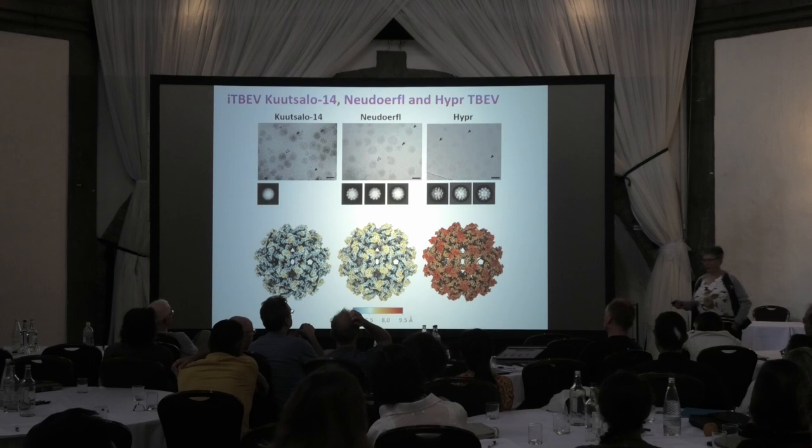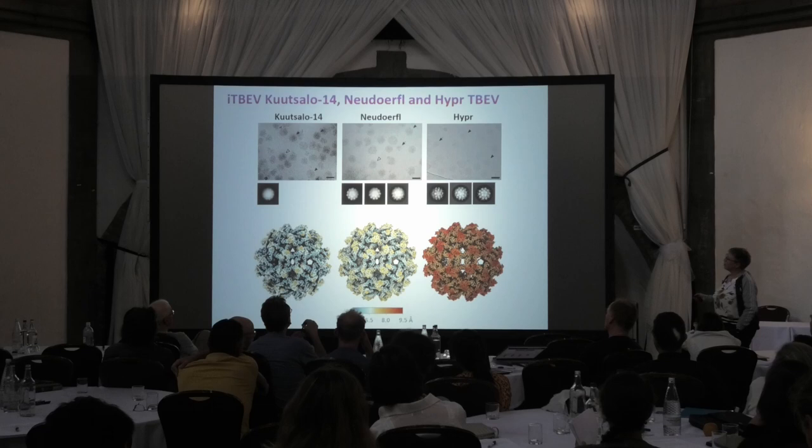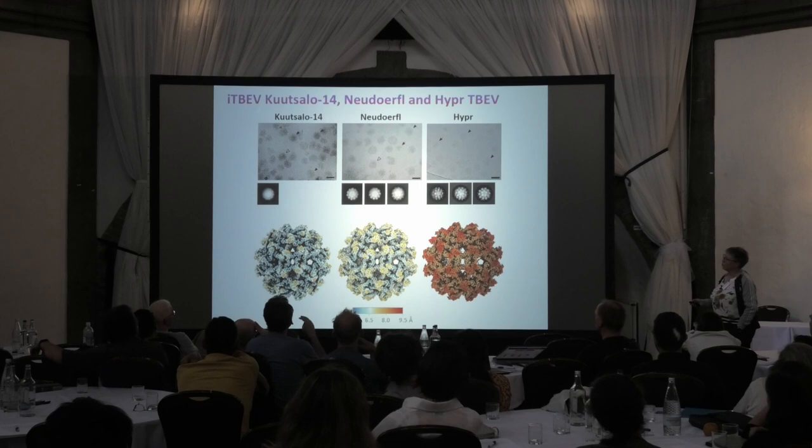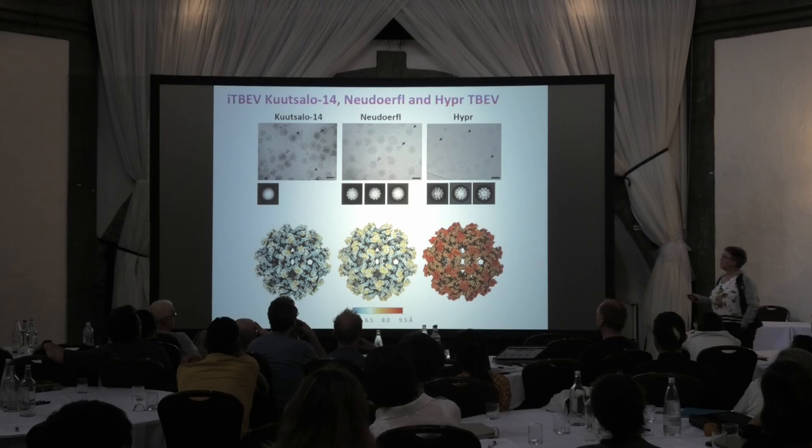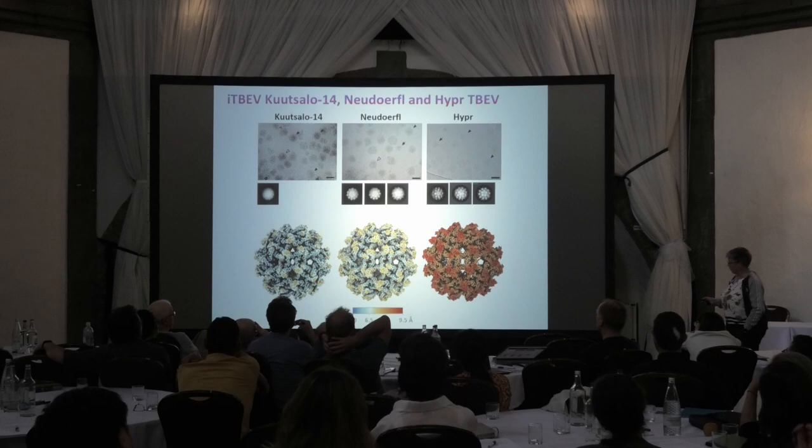All right, so here we have electron micrographs of three different isolates. Goodell L14, which is the one we work with, is not a cell-adapted strain. This is passage 2 that we work with. Neudörfl, which is very similar to Goodell, is what Plevka's group was working on. And then also Hypr, that we're working on as well, which is a cell-adapted strain.